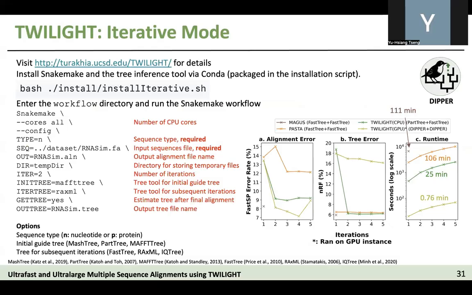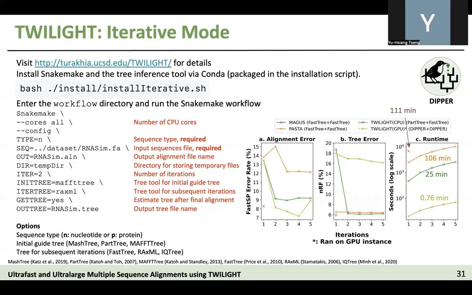Since a guide tree is not always available, we also provide a dynamic workflow that integrates other tree inference tools with TWILIGHT. You can simply follow the instructions on the GitHub page to download all the dependencies of this iterative mode. For the initial guide tree, we provide 3 options. First, you can use MAFFT's PartTree or MAFFT's default tree algorithm. And with subsequent iterations, we use maximum likelihood-based tree inference tools such as FastTree, RAxML, and IQ-TREE.